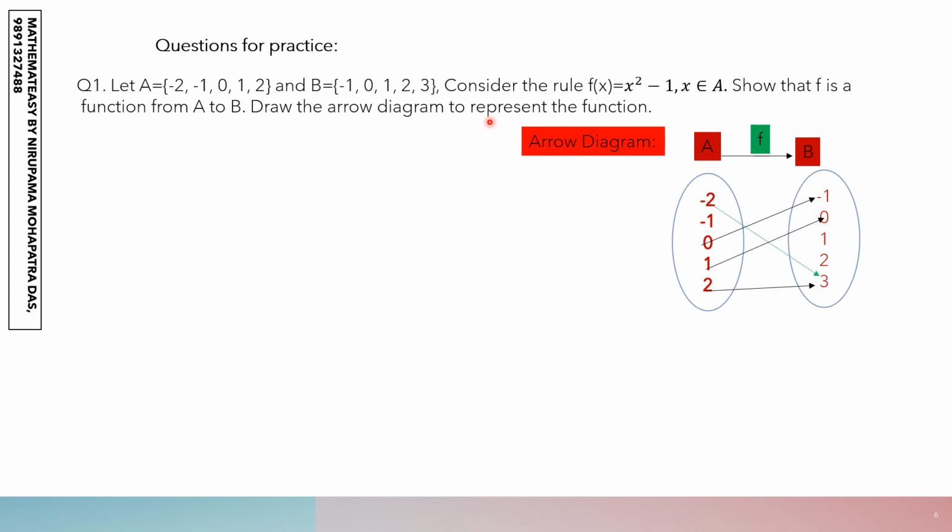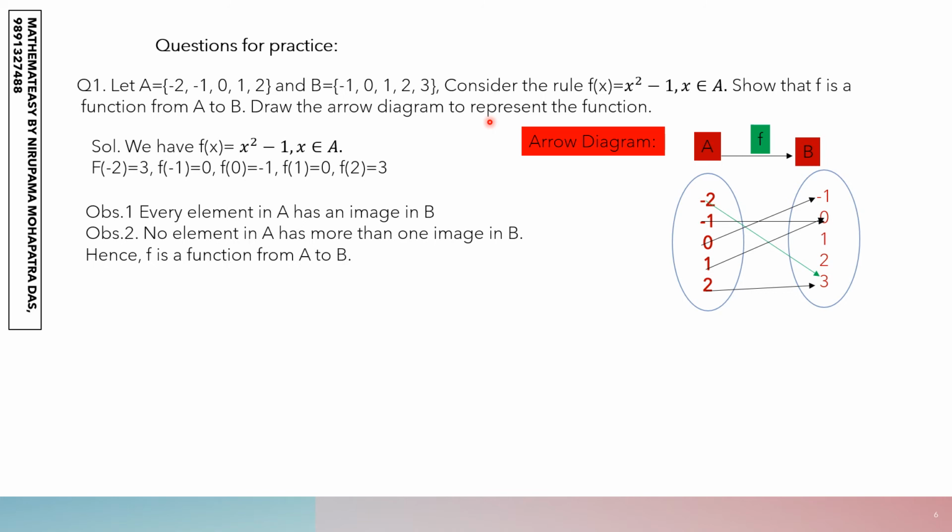Okay, so I am bringing the arrow diagram first. Okay, so now we have to prove. First part of the question is to show f is a function from A to B, and any relation R from A to B can be called a function from A to B if every element of A is associated with a unique element of B.